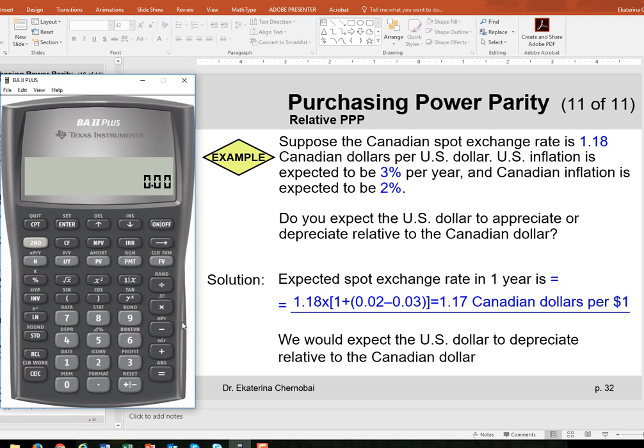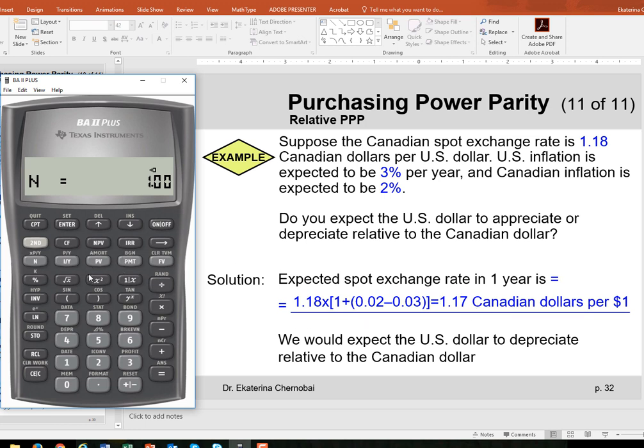So let's save it as PV. 1.18, let's make it negative, and then press the PV button, which stands for present value. We are calculating the exchange rate in 1 year, so that's our number of years, or N in the calculator. 1 N. We want to calculate the future exchange rate after 1 year. So we are going to be computing FV, computing the future value.